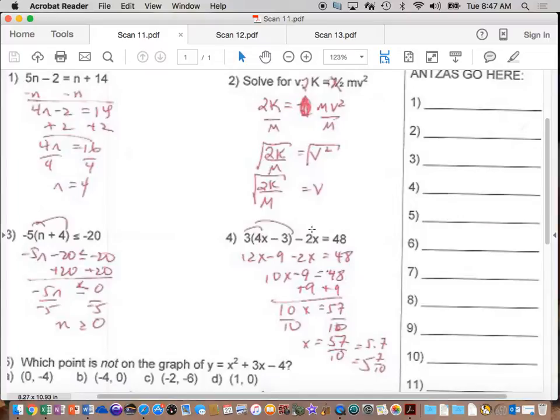Number 2 says solve for v. So as soon as it says solve for v, what do you have to do? Yeah, I did do that. Inverse. Get v by itself, right? Okay. So it says a half, which is the same thing as dividing by 2. So I do the opposite and I multiply by 2. That gives me the 2k equals mv squared, right? Yeah. All right. Is the v by itself yet? No. What's the thing stopping the v from being by itself? M. So what do I have to do with that m? Divide. Divide, right? Because mv squared means multiply.